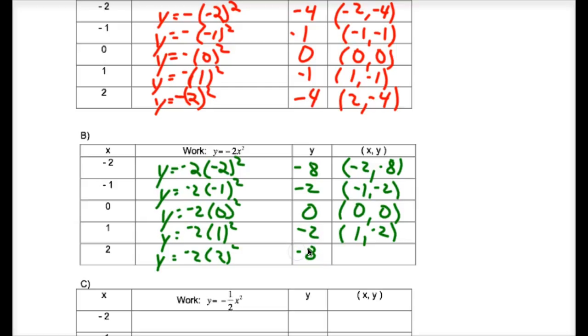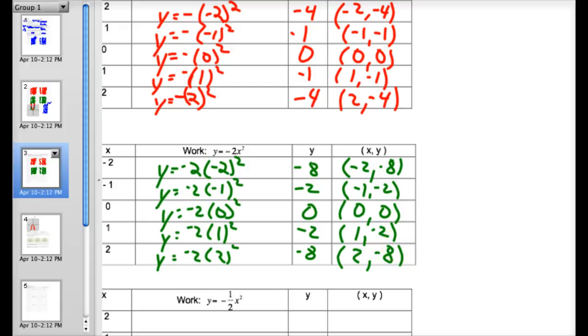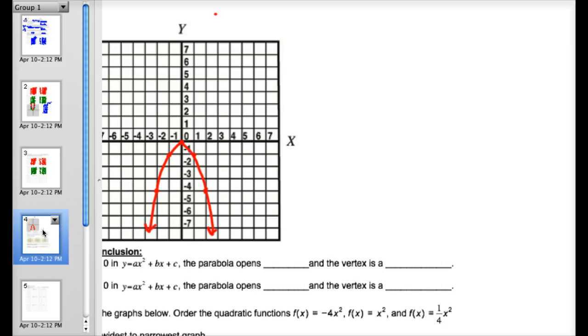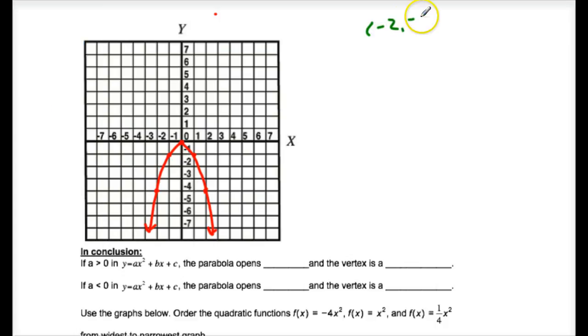4, so that's negative 8. All right, let's graph this one. Is it going to be skinny or wide? Skinny. Okay, the green one was negative 2, negative 8; negative 1, negative 2; the origin; 1, negative 2; and 2, negative 8. I just wrote them down so I can graph them. At negative 1, negative 2, and at negative 2 is negative 8. Yes, this is a skinny one, guys.